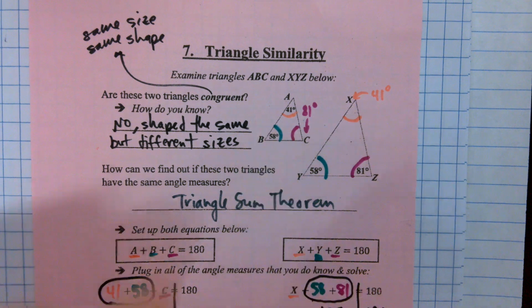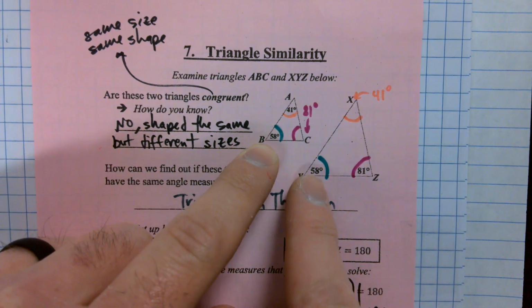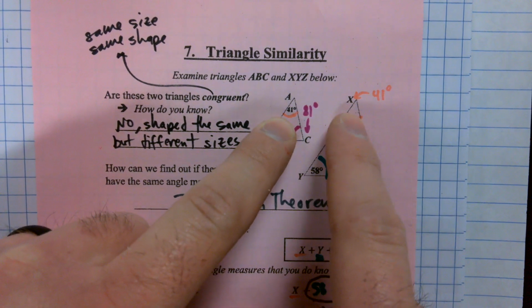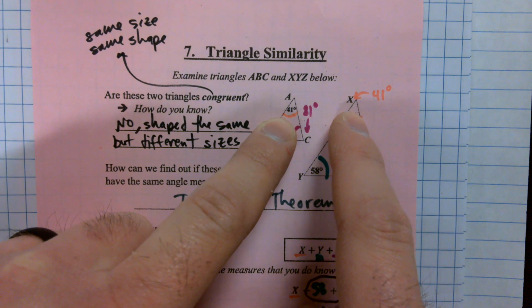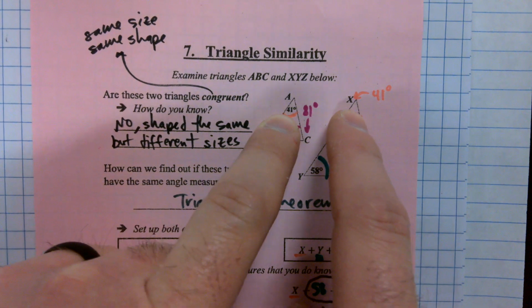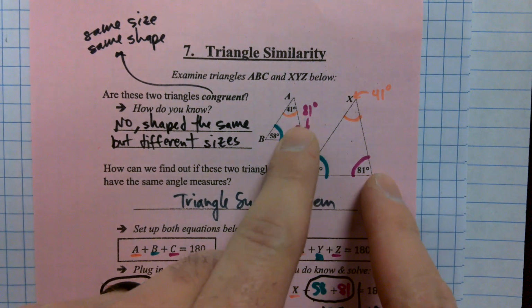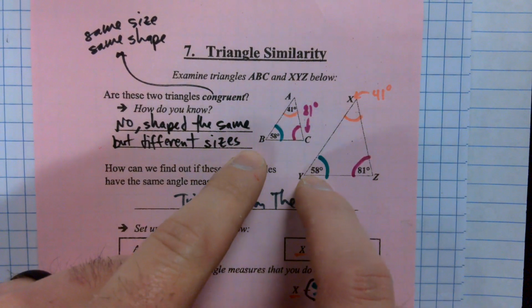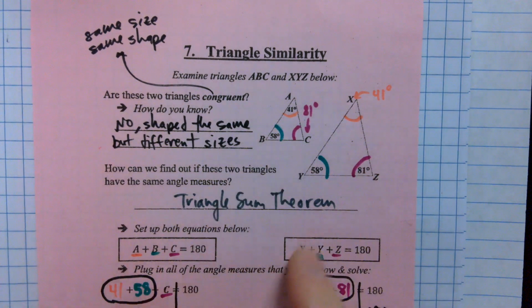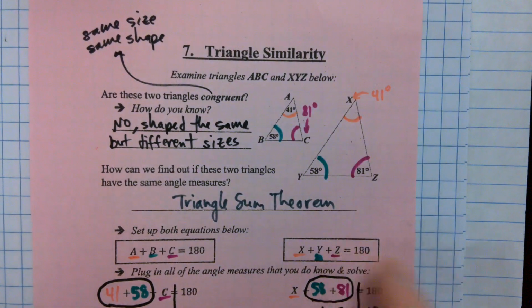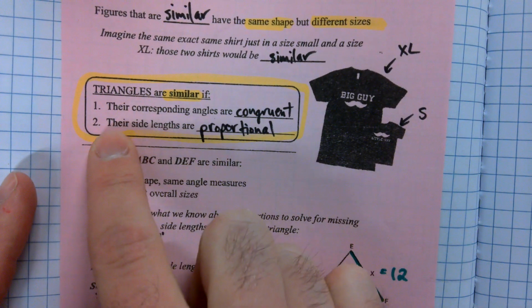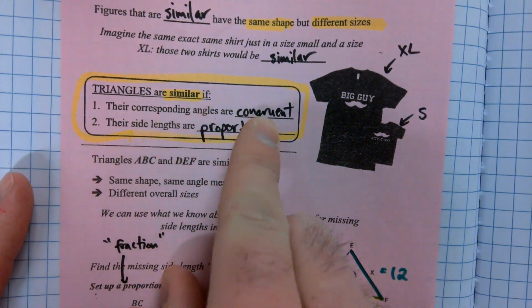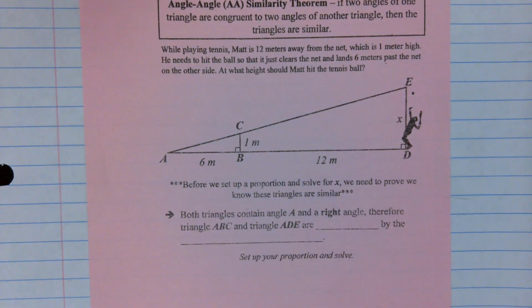We saw that there was a 58 and a 58. We knew there was a 41 and a 41. Well, the only other third angle we can have here, if they all add to 180, is 81 degrees. So if two of the angles are congruent, obviously the third one is congruent. So we know that these triangles are similar, right? Triangles are similar if their corresponding angles are congruent. So we need the same angles, all right?